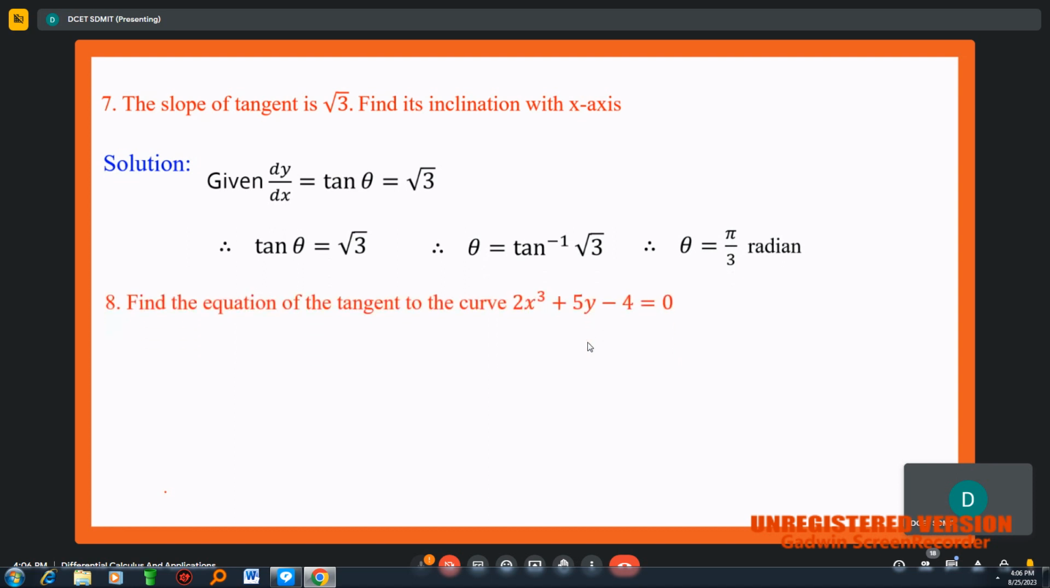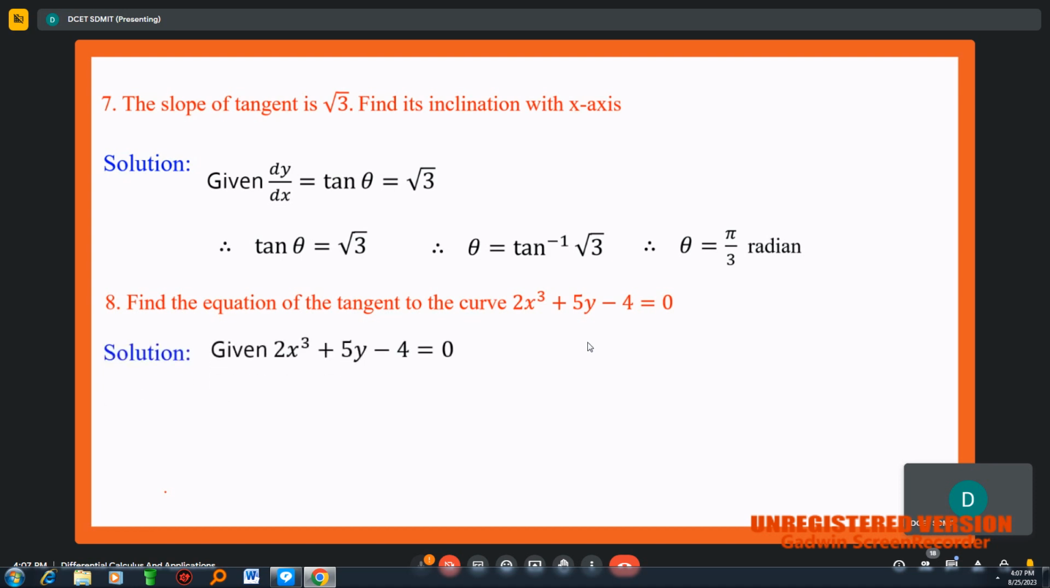Next. Find the equation of the tangent to the curve 2x cube plus 5y minus 4 equal to 0. Now we have to find the equation of the tangent. What is the equation of the tangent here? y minus y1 or y minus y0 is equal to m into x minus x naught. What is m? m is nothing but dy by dx at the given point. Okay, now see the solution.